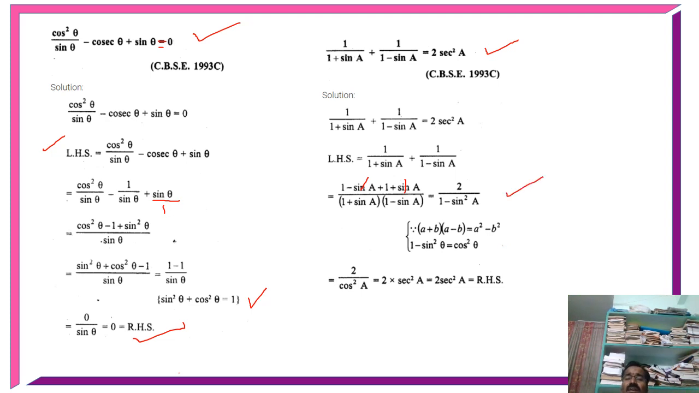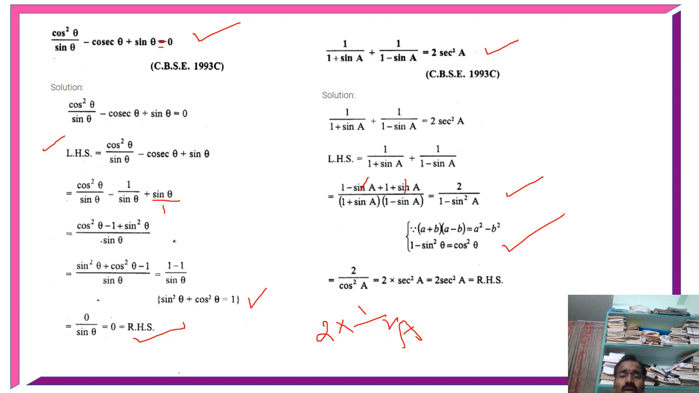But from the first identity we know sin square theta plus cos square theta is equal to 1. From that, 1 minus sin square theta we can write as cos square theta. So 2 by cos square theta, we can write 2 by cos square A. We can write 2 into 1 by cos square A. So what is 1 by cos square A? Secant square A. From that we proved 2 secant square A. We took LHS, we proved RHS.